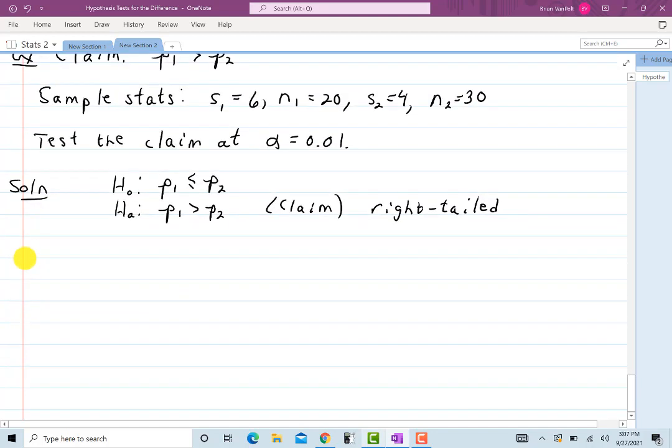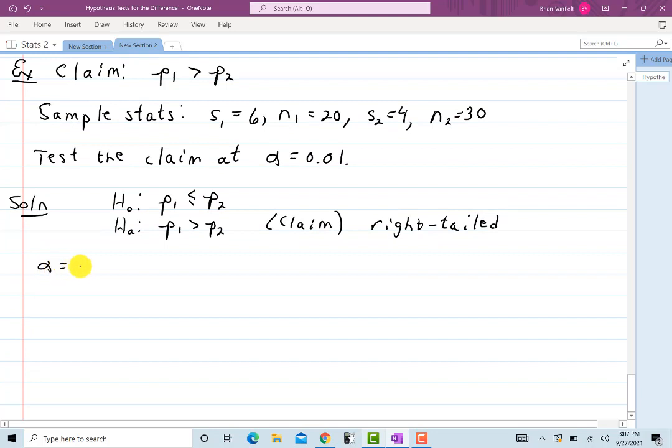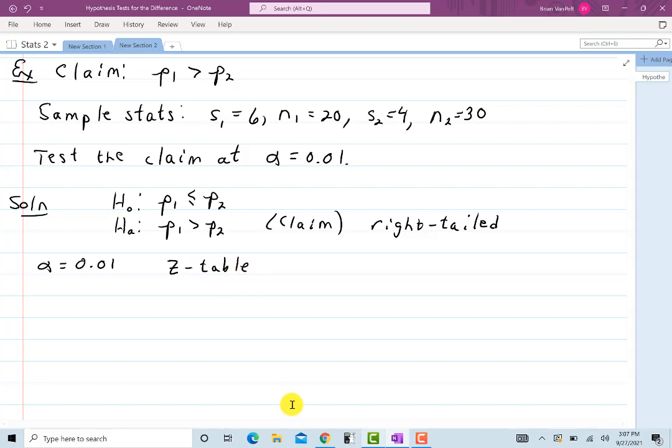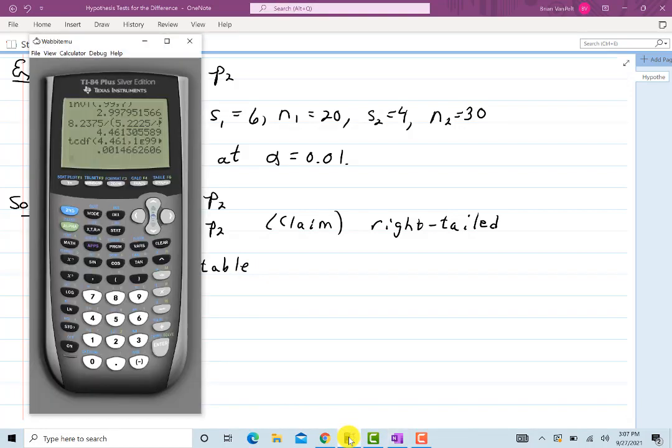Now let's go ahead and get our critical value. So alpha will equal 0.01. Let's use the Z table. Or instead, I'm going to use the calculator to get this information instead of the table. And I'll show you how it works. So let's go ahead and grab our calculator. Now it's a right-tailed test, so keep in mind the tail is this little shaded region off to the right. That'll change things. Since alpha being 0.01 means that the area of that little tail to the right is 0.01. Keep that in mind.